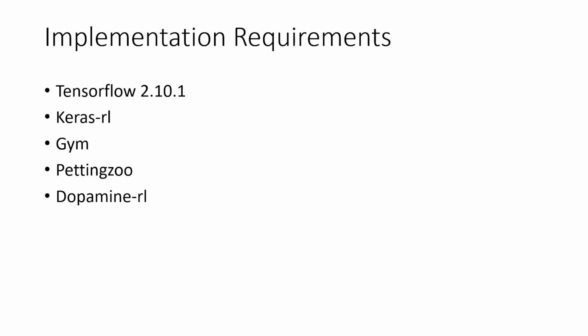So PettingZoo is the framework you can use to design a multi-agent environment, compared to a single-agent system. It helps you generate many agents at once. And then the last line is about Dopamine RL. Dopamine RL is basically the framework designed by Google to replace Keras RL. And Dopamine RL is compatible with the newer version of TensorFlow, compared to Keras RL, which is not.